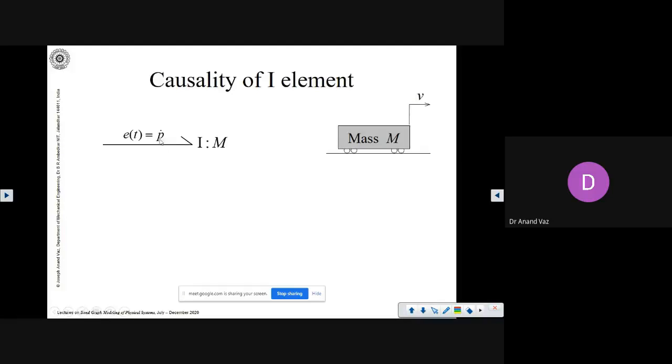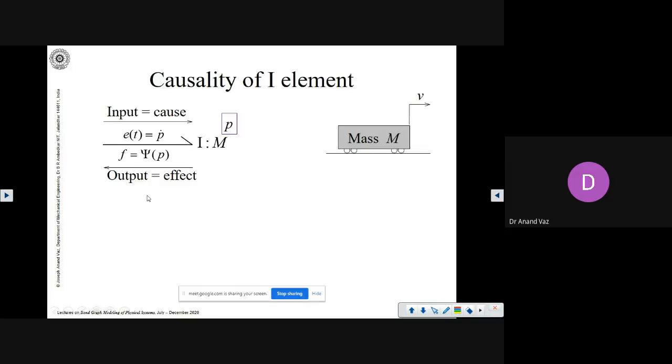applied to this mass, it results in the change in the momentum of the mass, and the inertia element actually just receives this effort, it integrates that effort and determines the momentum associated with it. It is its state, and then it produces an output which is a function of momentum, of the generalized momentum. The output is in the form of flow.